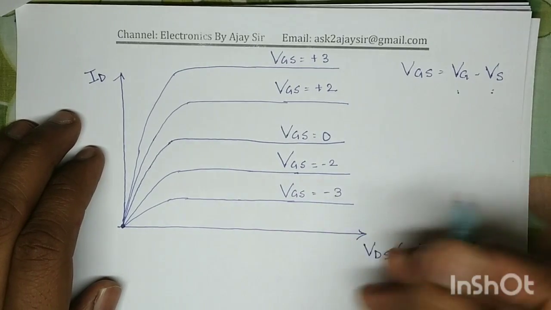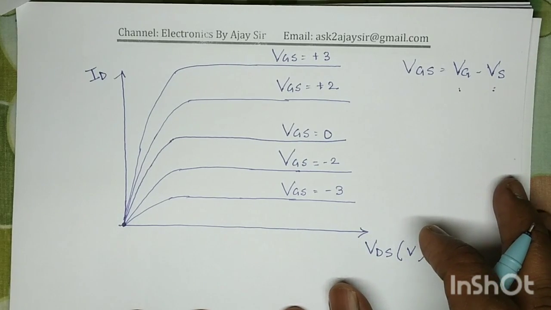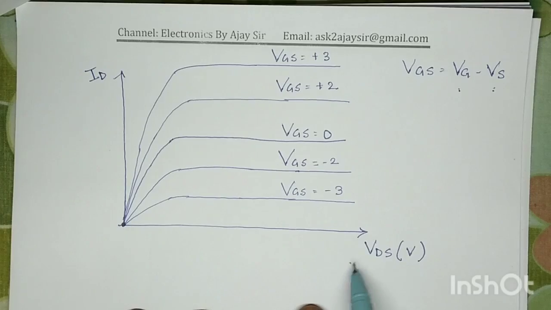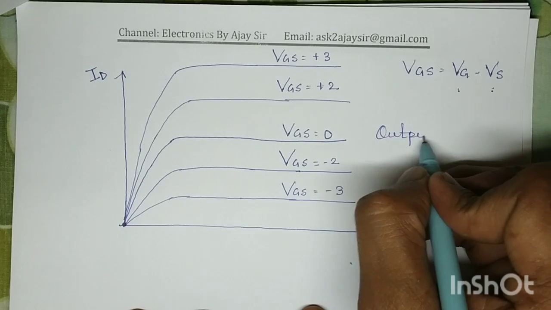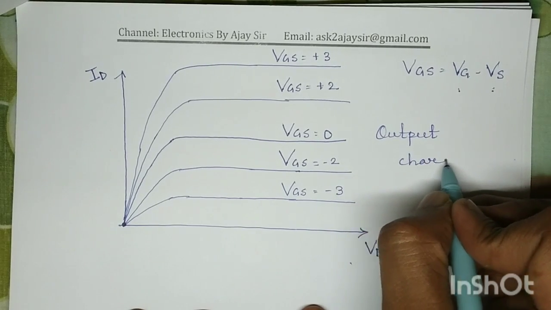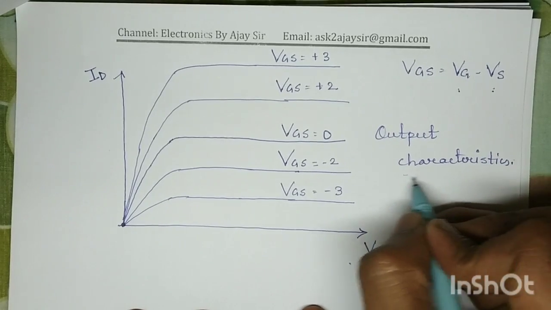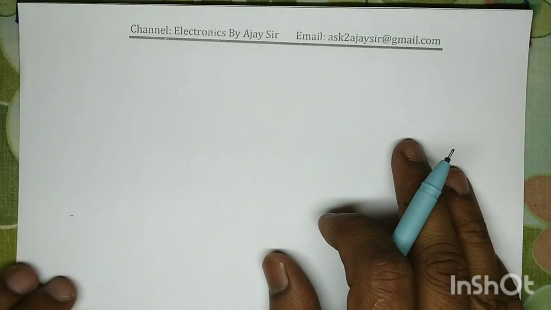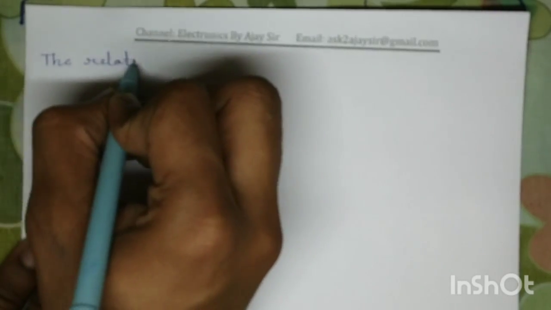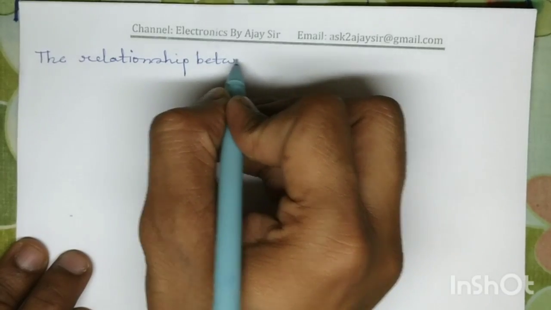So this is the characteristics of depletion type MOSFET. This is ID versus VDS at different values of VGS. So this characteristic is called the output characteristics. Next important characteristic of depletion type MOSFET is the relationship between ID and VGS.